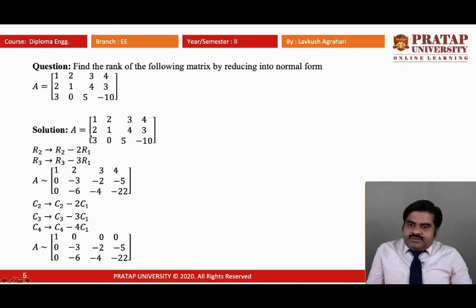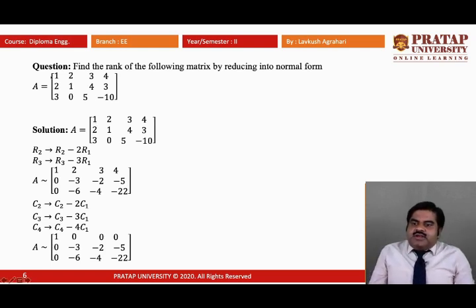So we can have an example. We are given a matrix A having 3 rows and 4 columns. The order is 3 by 4. So we have to convert this given matrix in such a way that it contains an identity matrix and the rest of the elements should be 0. For this we can perform row and column transformations alternately.